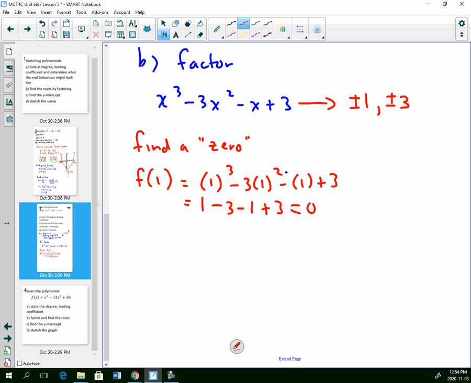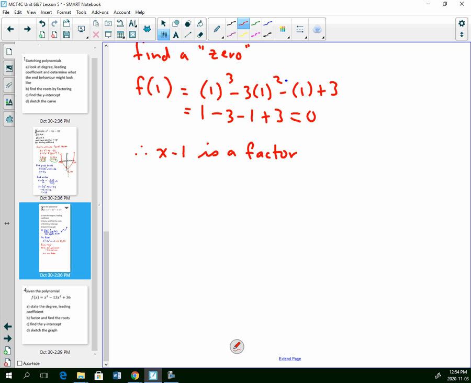From there, I know that x minus 1 is one of the factors. I could do several things from here. I could continue trying to find zeros, right? I could put in minus 1. I could put in 3. I could put in minus 3 to see if I could find the zeros that way. I could do long division now that I have one factor, or I can do synthetic division now that I have one factor. So I have 3 options. I think let's do long division, just for practice.